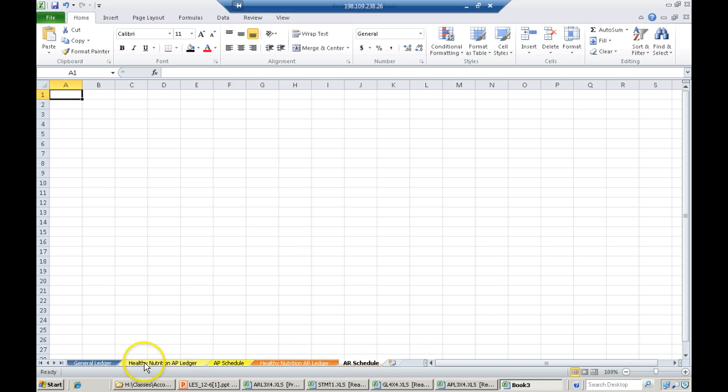Again, this is how it should look. I don't care what colors you use. You can also format these tabs. But this is going to be our main Healthy Nutrition spreadsheet workbook for the application problems.